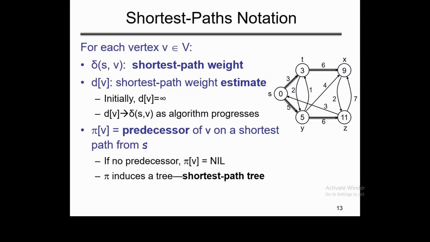For each vertex, the shortest path we simply denote by del s comma v, and d of v equals the shortest path weight estimate.